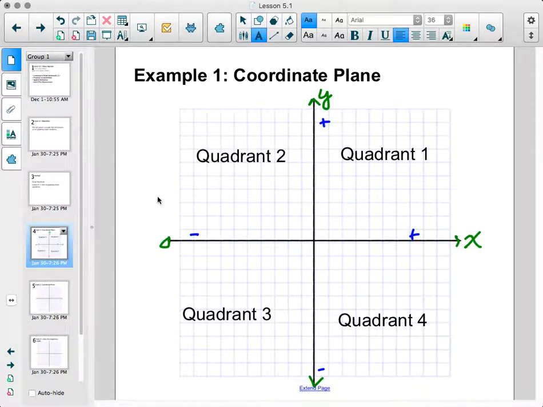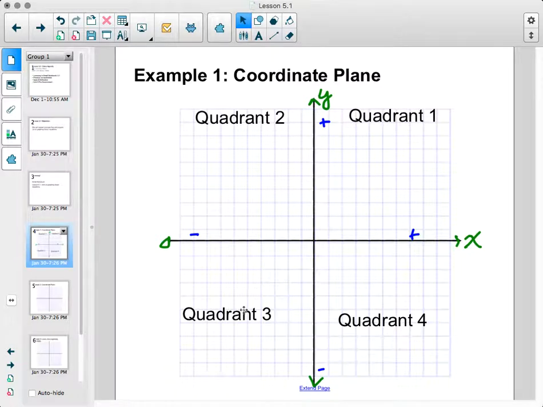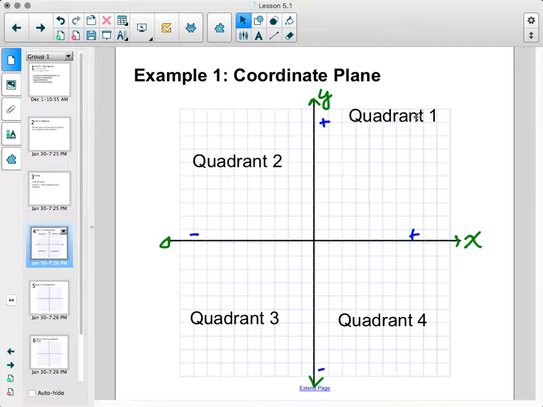Okay, so make sure you have a nice coordinate plane sketched out. You might want to write out the quadrants maybe to the side so that you can reuse this one for the next. Actually, why don't you just write them like this, and then you'll just draw another coordinate plane in a moment.